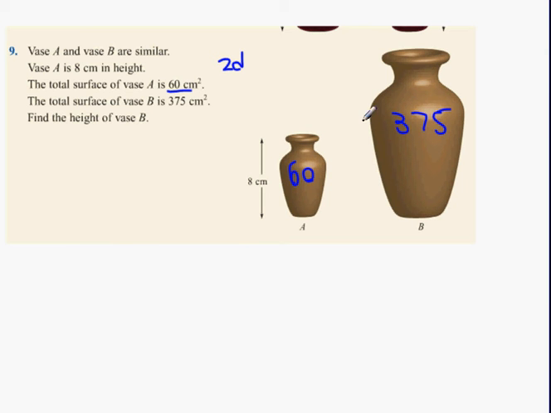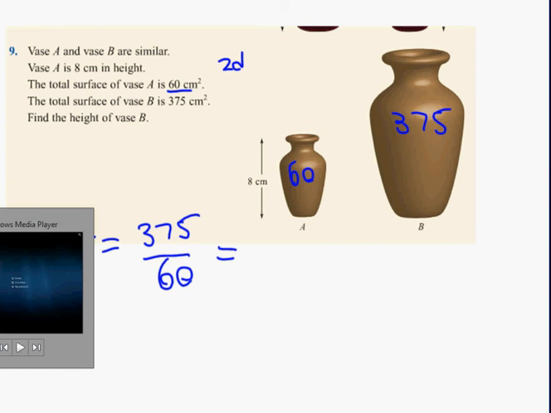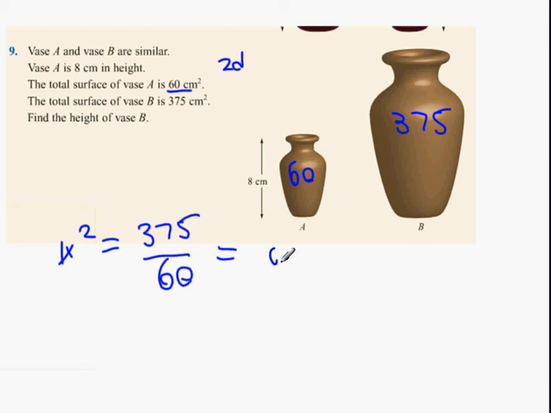Therefore, what we're going to do is figure out k squared. K squared is 375 divided by 60. The areas are divided by each other. So 375 divided by 60, and you get 6.25. Square root that, and you should get k equals 2.5.